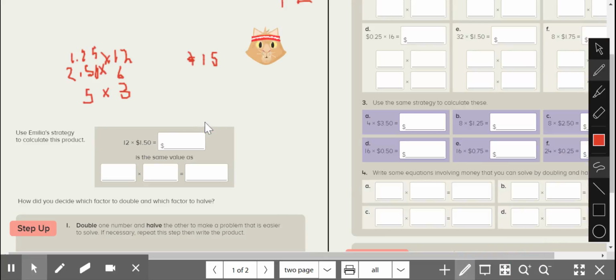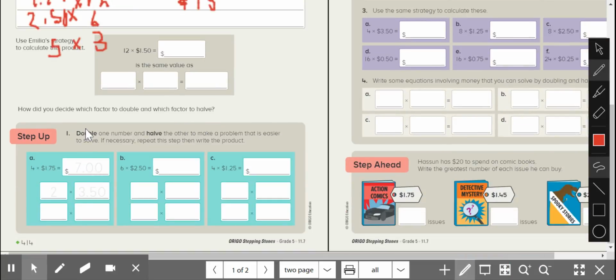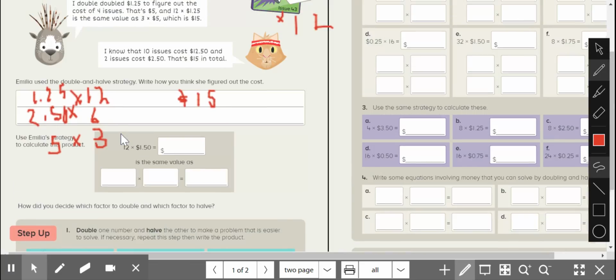Okay, we'll look here at the step up. We're going to double one number and half the other to make a problem that is easier to solve. If necessary, we're going to repeat this step and write the product. Now I say if this is necessary. For me, I felt like it was necessary to double this and then double it again.